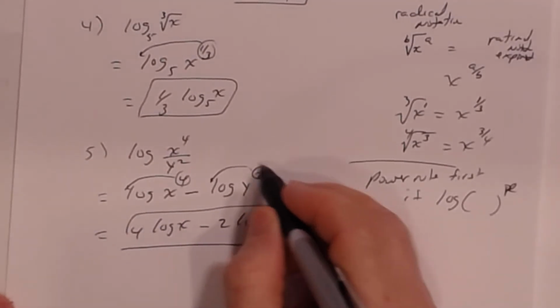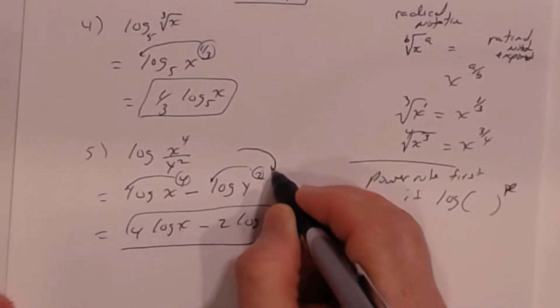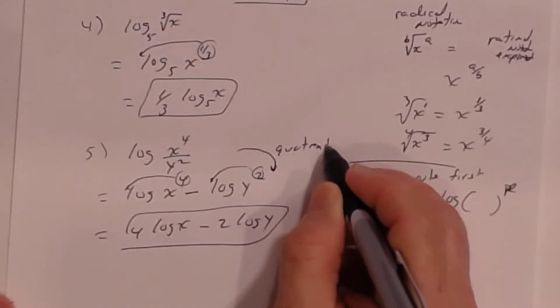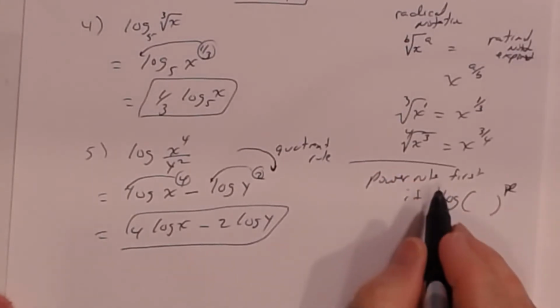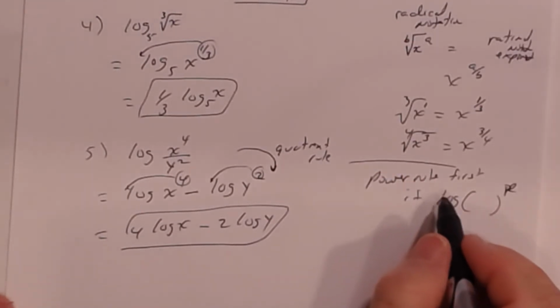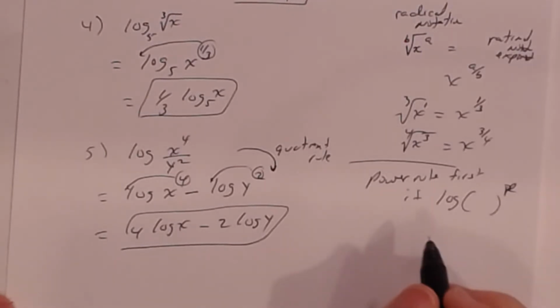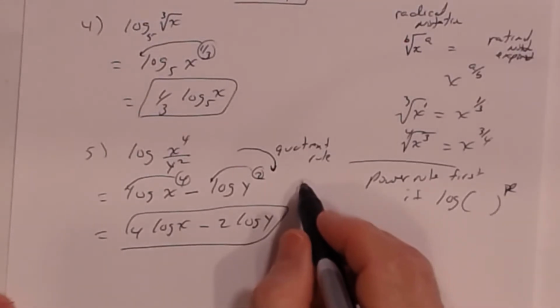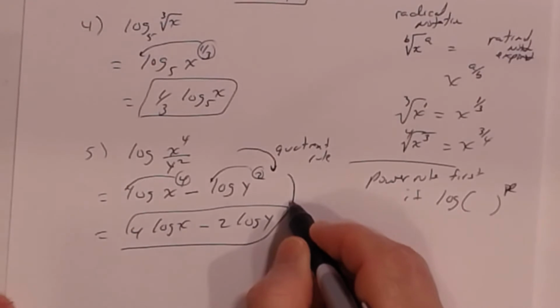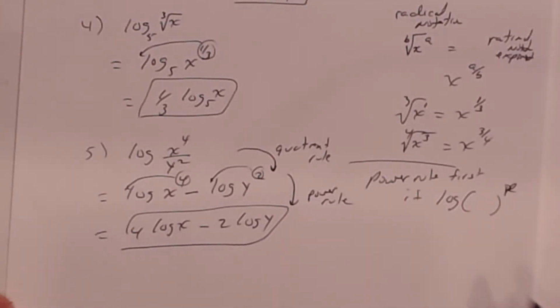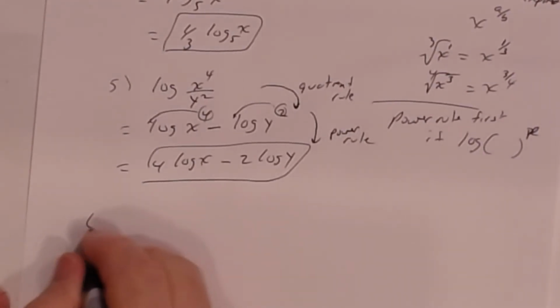So to go from here to here, I did the quotient rule first. I cannot use the power rule first because the power rule only applies first if I have the log of the whole argument being raised to a power. And then to go from here to here, I used the power rule. Okay? All right, number 6.